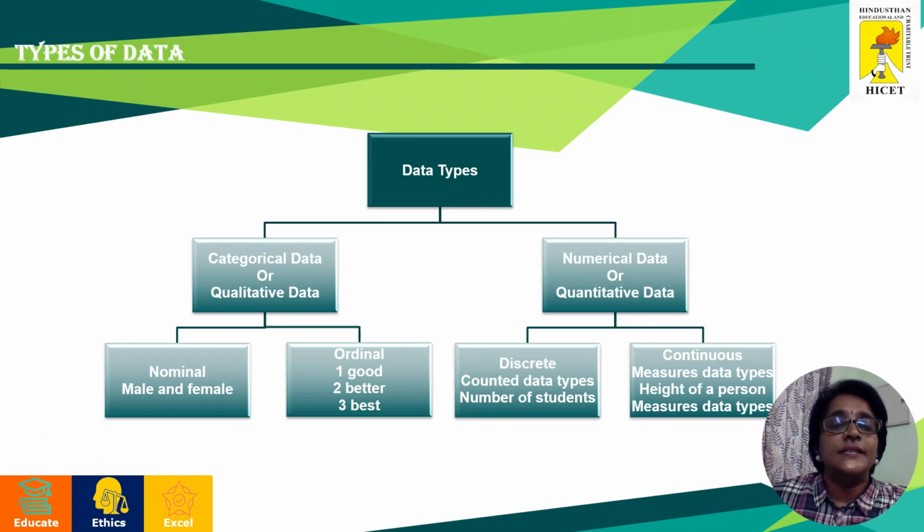Now let us look at the different data types. Data is categorized into categorical data, or qualitative data, and numerical data, or quantitative data. And what is categorical data? Categorical data represents types of data which can be divided into groups and can be represented as strings. Categorical data is divided into nominal data and ordinal data.